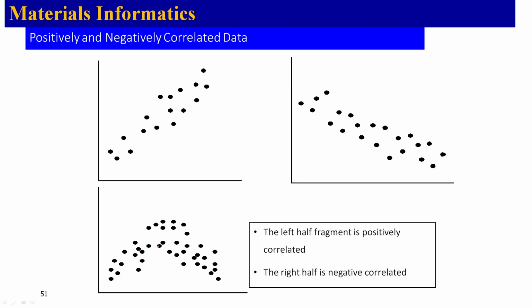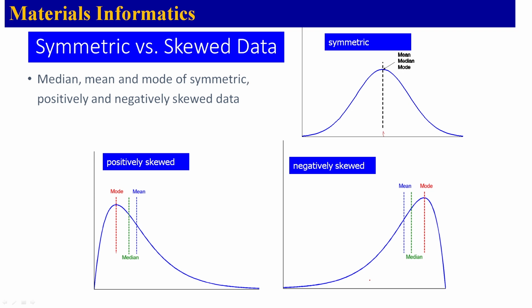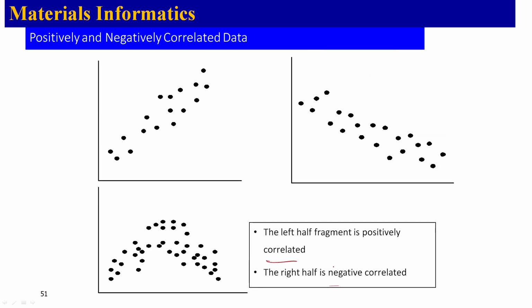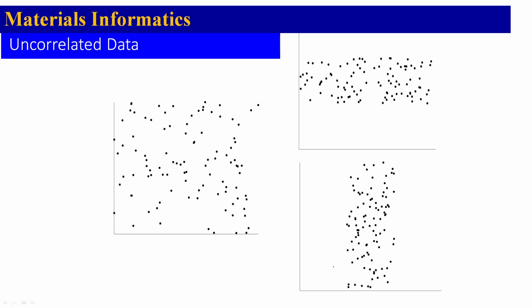Then one can also look at negatively or positively correlated data. The left one is positively correlated, you can see here. The right one is negatively correlated data. We already talked about skewness. Skewed means how the data is spread. You can have this kind of plot or that kind of plot, where negatively or positively skewed is possible, but correlation is different. Correlation means whether data is negatively related or positively related, and whether they are connected strongly or very weakly. That is the meaning of positively and negatively correlated data. You can also have uncorrelated data, which you need many times, in materials informatics also.